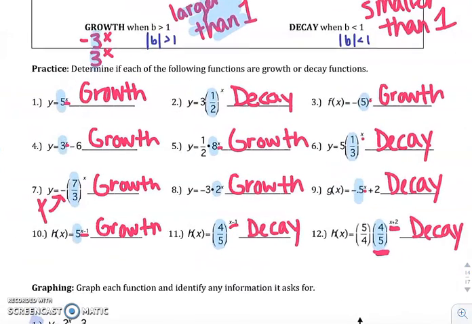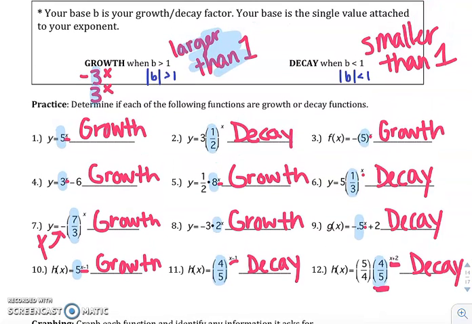So without having to graph it, you can determine right from the equation if it's going to be growth or decay. If it's larger than 1, growth. If the base is smaller than 1, decay.